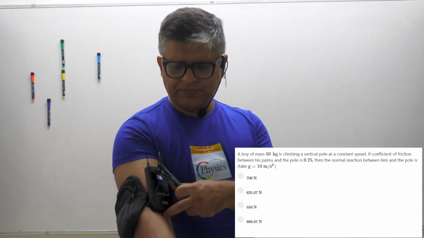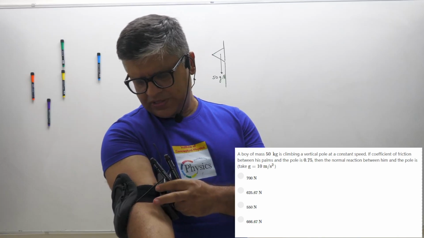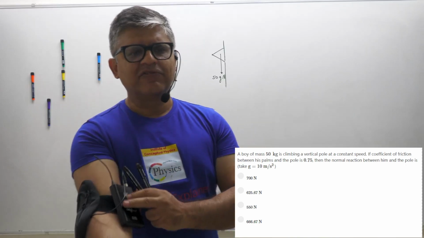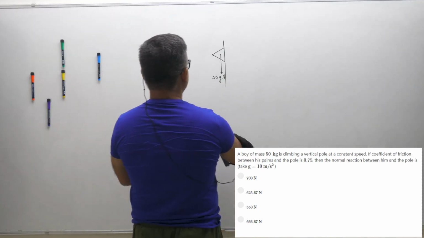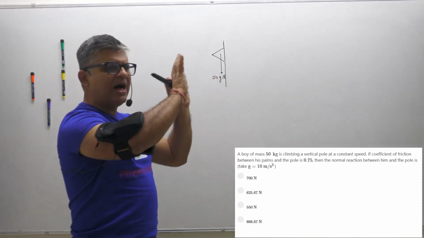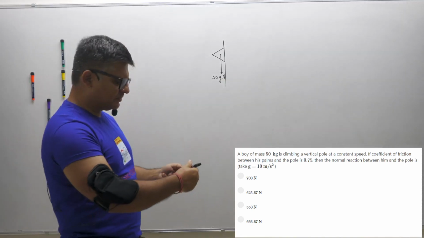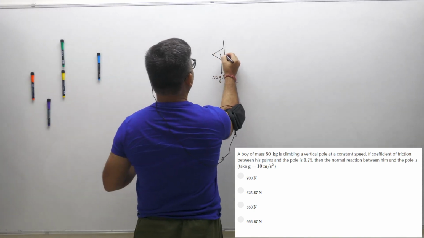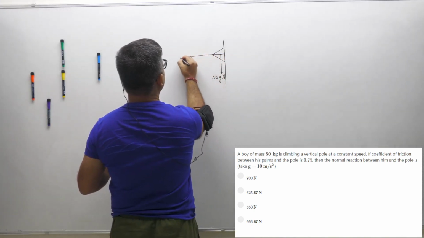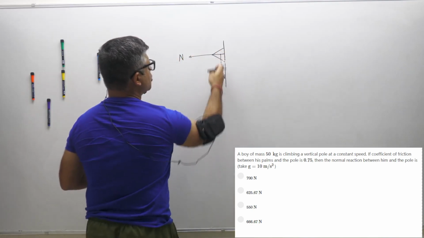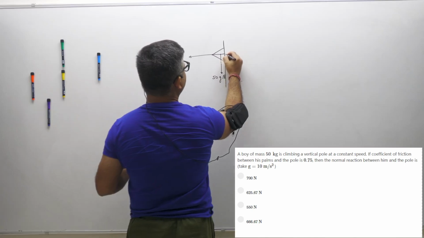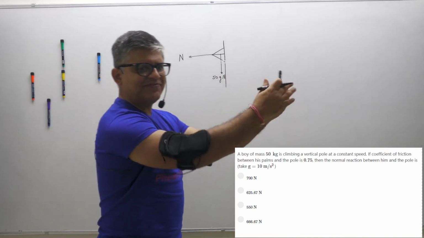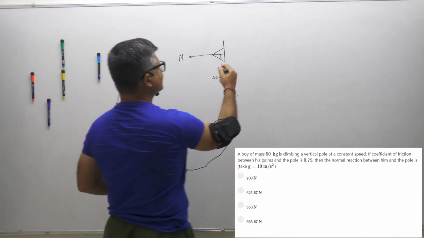Now let's focus on the free body diagram, which exhibits all the forces very nicely. The palm is pressing against the pole, so this is your pole, and the normal reaction is coming back like this. This is your weight, this is the normal reaction, and the man is pushing the pole with some force, and the same force has to come to him.